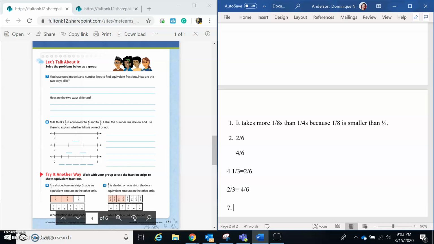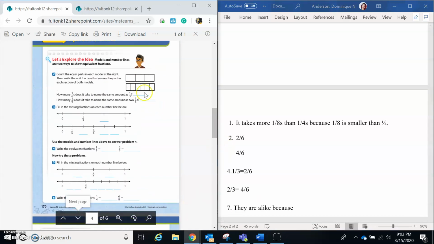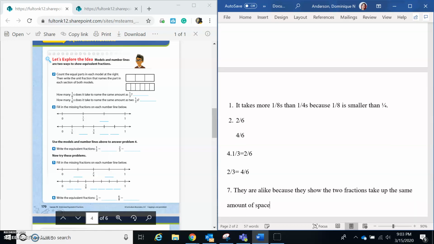So they are alike because, what do you notice when we use the model, which was this, and the number line? Well, I know for me, I noticed that they're showing me that it's taking up the same amount of space. So they are alike because they show the two fractions take up the same amount of space.